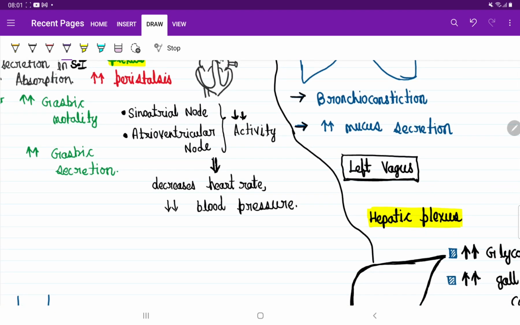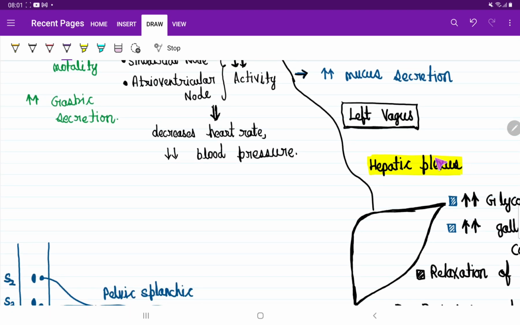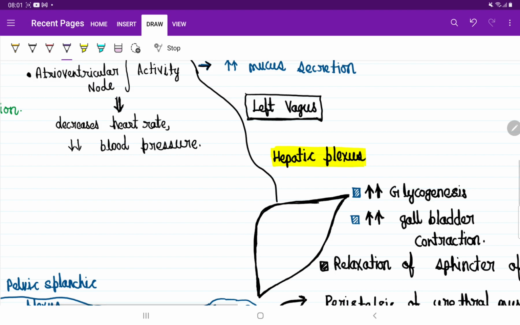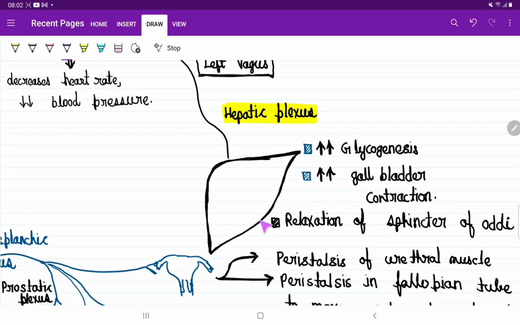By the left vagus branch, they supply the liver by forming the hepatic plexus. They have a great action on the liver. They increase glycogenesis, which means synthesis of glycogen. The glucose present in the circulating blood will start to convert into glycogen. Then they cause gallbladder contraction. If there is gallbladder contraction, a lot of bile will release, and that bile will help in emulsification of fat for digestion of the fat.